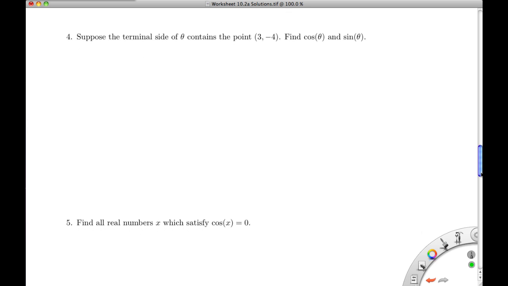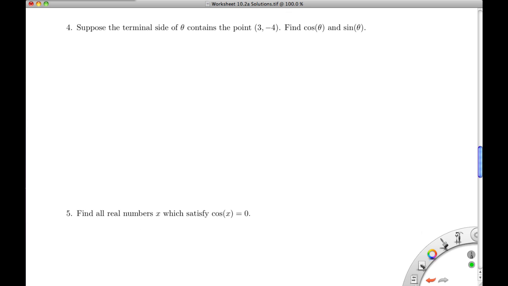Okay, number 4. So we're going to suppose that the terminal side of some angle theta contains the point (3, -4). Find the sine and the cosine of that angle. All right, so let's sketch this scenario first. So if we get this set up, here's our axes, here's our x and our y. Now the point x equals 3, and y equals -4, means that this is our point right here.